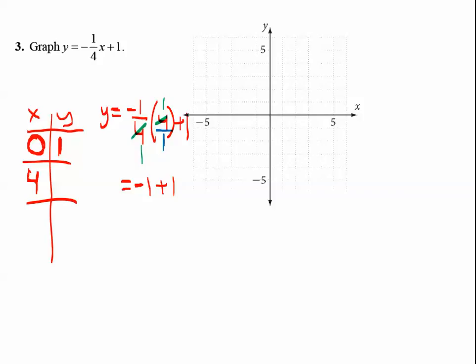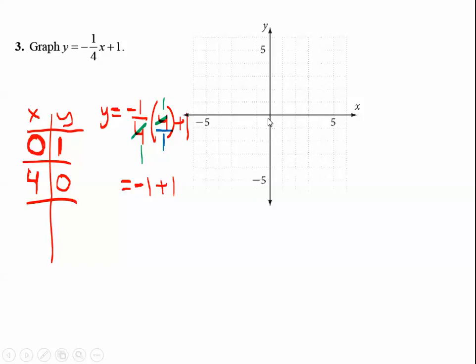Okay, negative 1 plus 1 makes a 0, and we're good to go there. Now we need another multiple of 4. What do you guys say? 8. But the only problem is, look at this. Our graph only goes up to 5. This is 6. We've got 7. It's not on the graph.